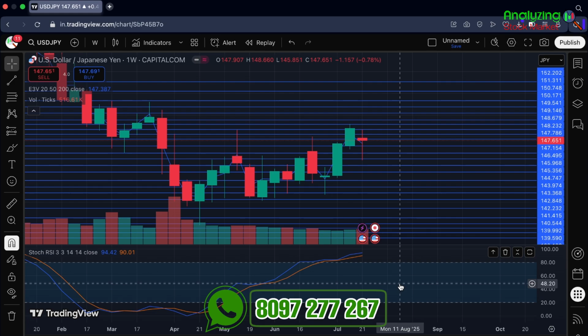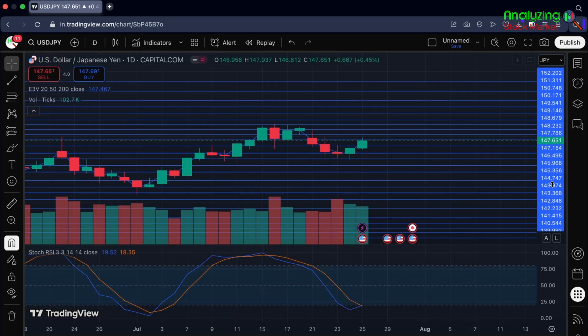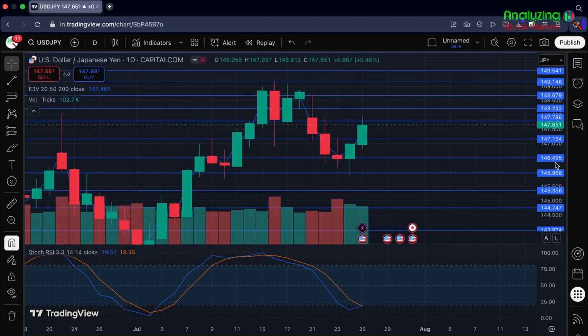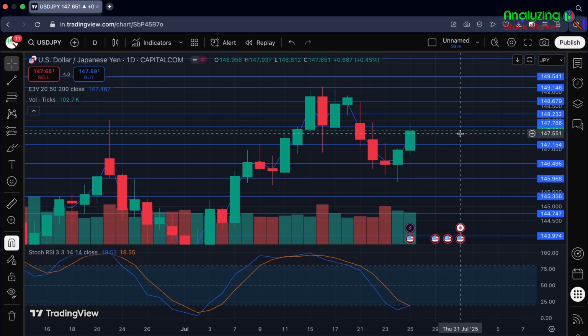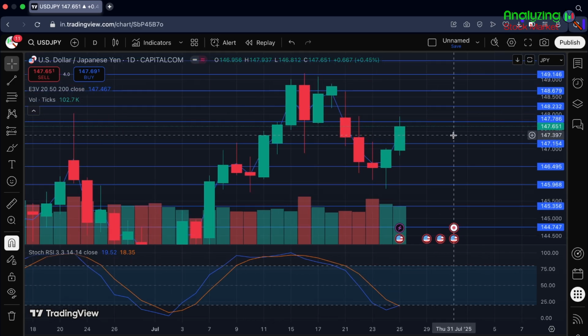Now let's mark some important support and resistance zones on the one-day chart. Here is the one-day chart. As you can see, there are some markings already there. Let me just check some data. If there is any data difference this week, then we'll change the levels accordingly.